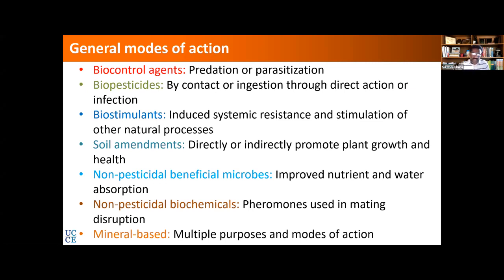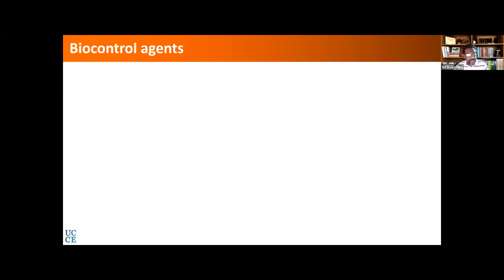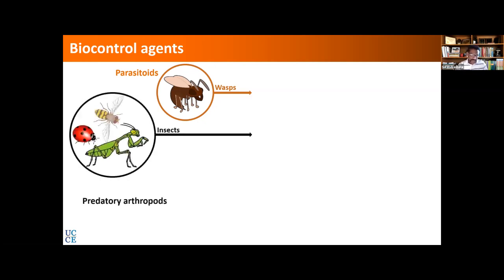So these are general modes of action for different groups of biologicals. And then I will go over each one again. So parasitoids are basically insects that parasitize other insects. So it is not like a parasite, it is a specific term used here in entomological terms. So they are parasitoids. We know several examples of those wasps.